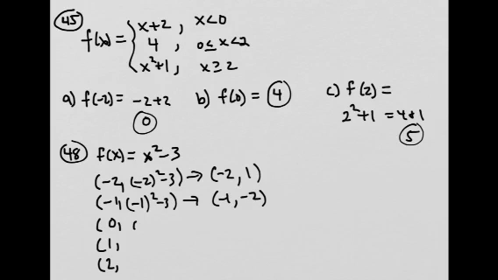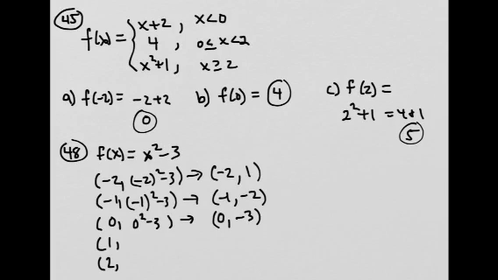And then 0 squared minus 3. So that's going to give me 0. 0 minus 3 is negative 3. And then 1 squared minus 3. So 1 is associated with negative 2. And then 2 squared minus 3, which gives me 4 minus 3, which is 1.